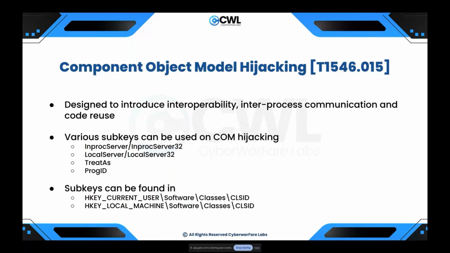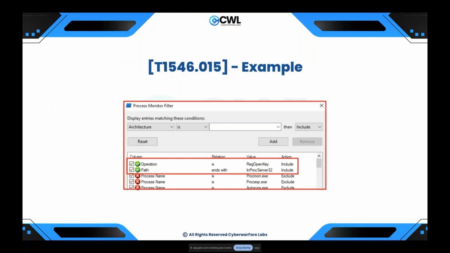So there are various subkeys that can be used in COM hijacking. These are inside HKEY_CURRENT_USER\Software\Classes\CLSID, and another location is HKEY_LOCAL_MACHINE\Software\Classes\CLSID. These are the various subkeys that can be hijacked to execute malicious code. One example is hijacking InprocServer32.